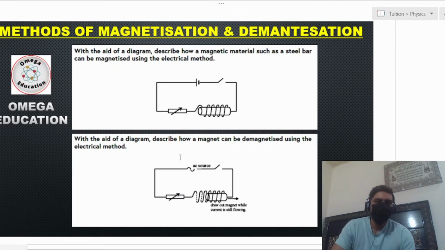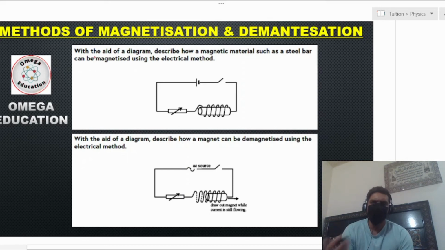All right, here's the next one. It is from the section of electricity and magnetism. Used to be quite a big topic, methods of magnetization and demagnetization.